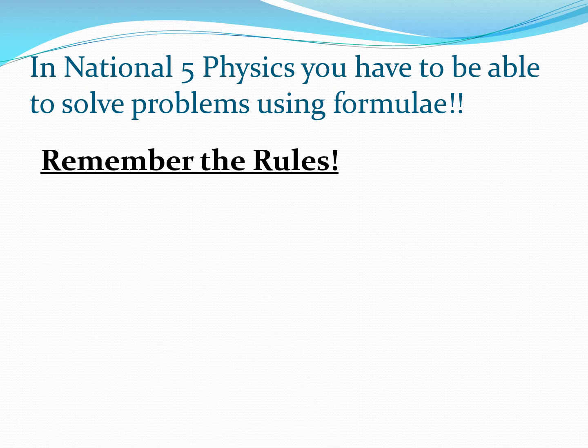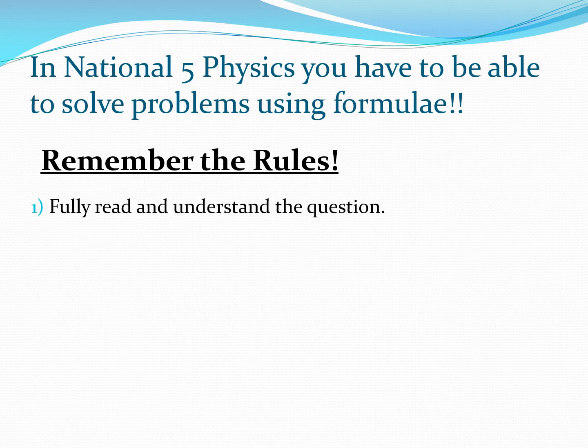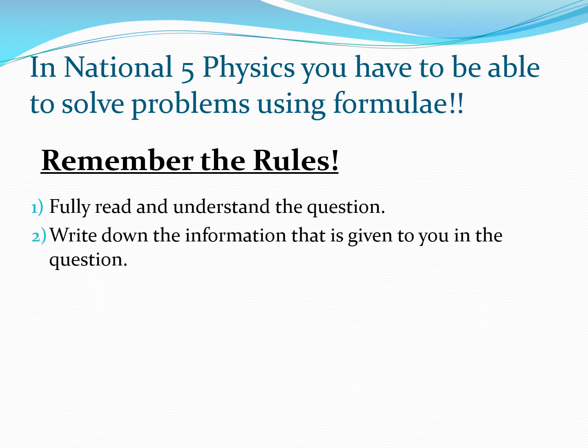So step 1 is always fully read and understand the question. It's incredible how often someone doesn't read the question properly and they've got the wrong end of the stick and start to work out a completely wrong thing. Second, write down the information that is given to you. That's what we do at the start of every question. We write down what we have and what we're trying to figure out.